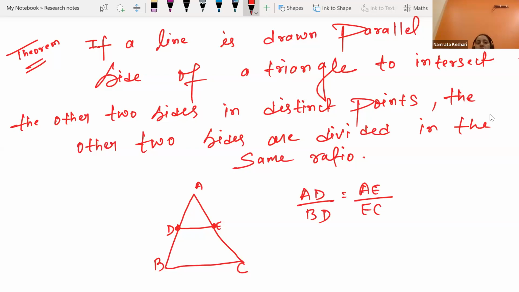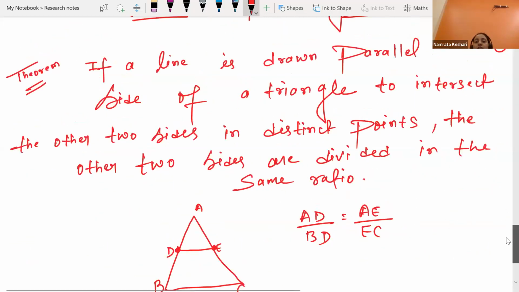Let me read the theorem as well. If a line is drawn parallel to one side of a triangle and intersects the other two sides, that means you are just drawing a line touching the other two sides, of course not lying in the air, intersecting the other two sides at distinct points D and E, then the other two sides AB and AC are divided in the same ratio. Your line can look like this also, it's not just like this, because you will be solving different questions.